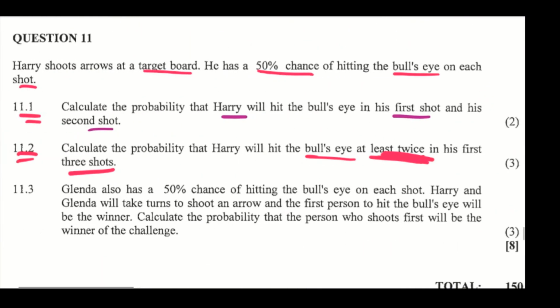Another question says that in 11.3, Glenda also has a 50% chance of hitting the bullseye on each shot. Harry and Glenda will take turns to shoot an arrow, and the first person to hit the bullseye will be the winner. Calculate the probability that the person who shoots first will be the winner.